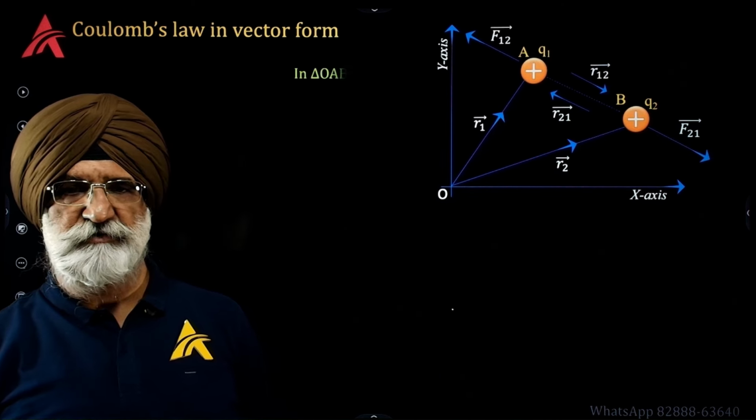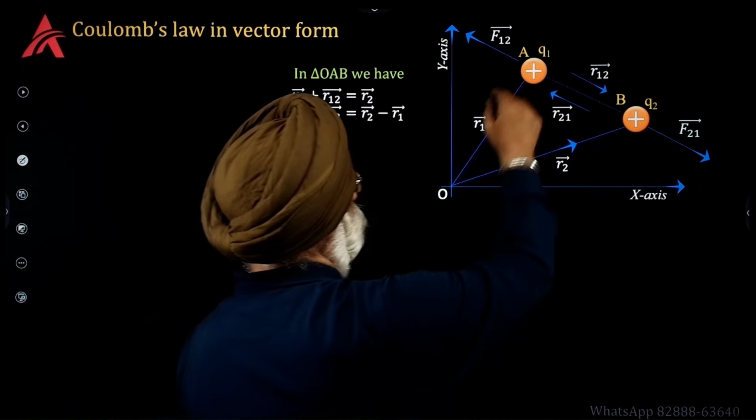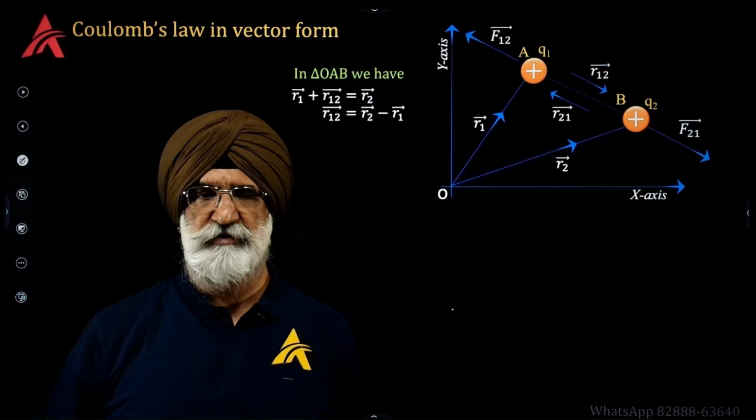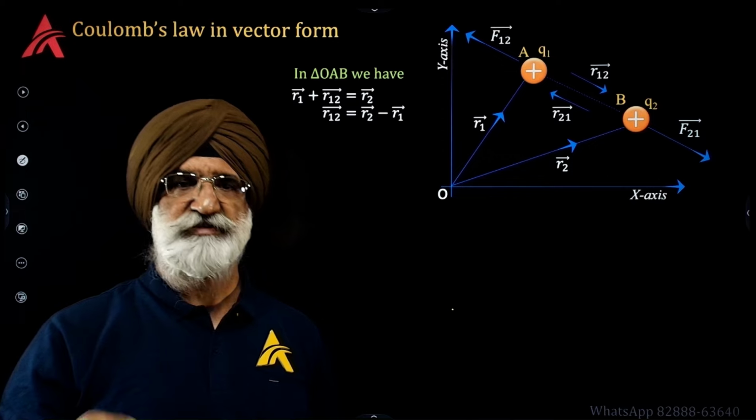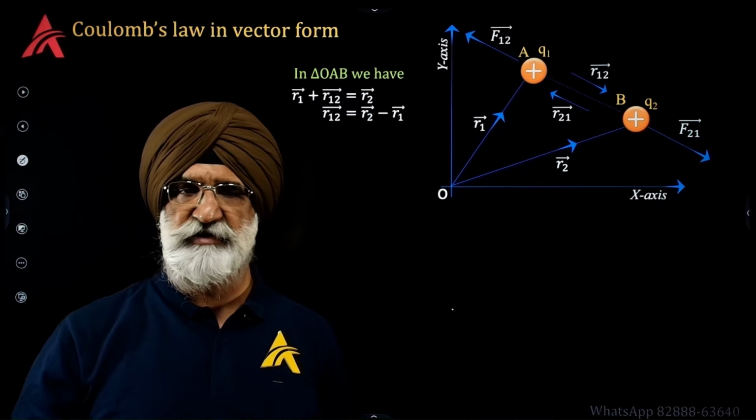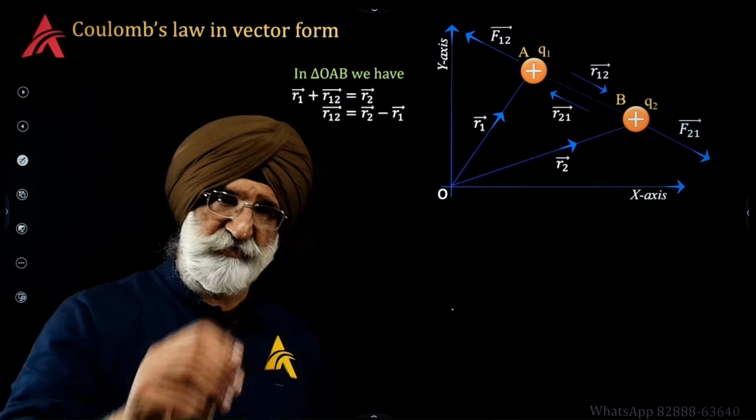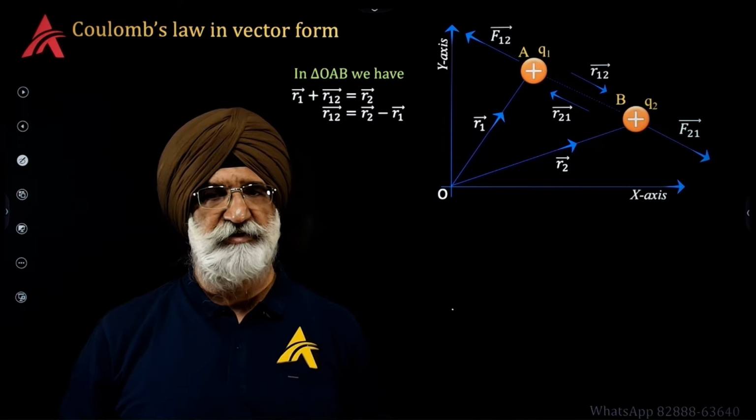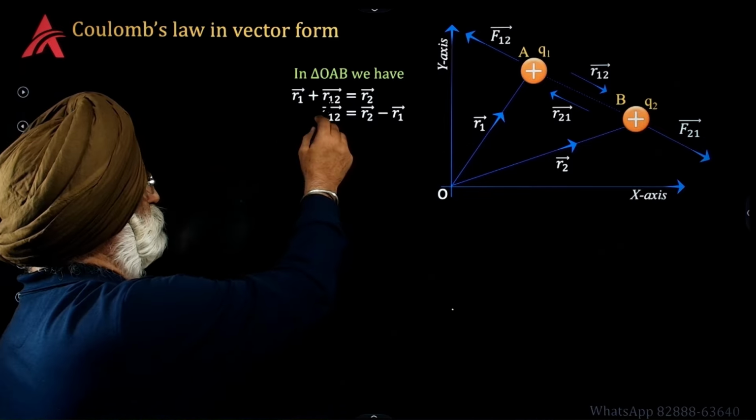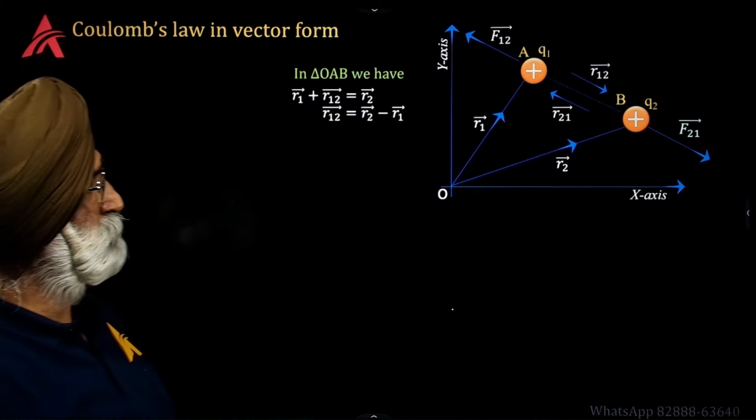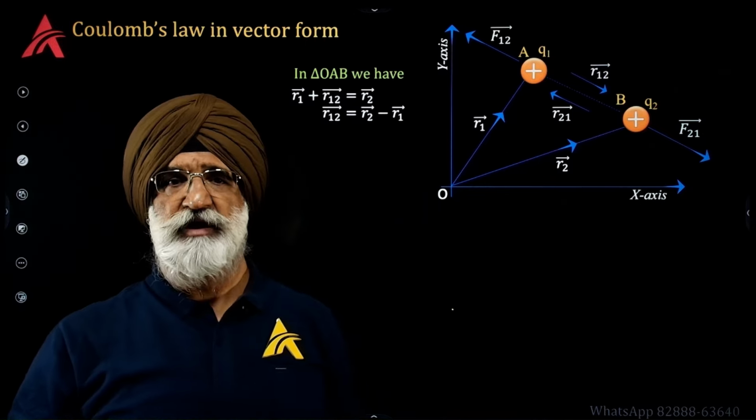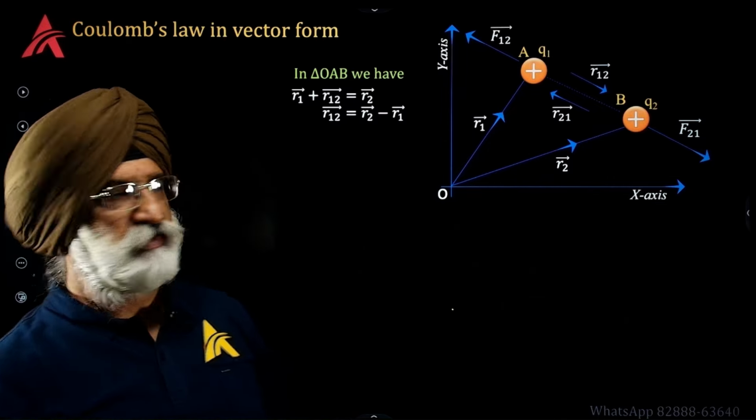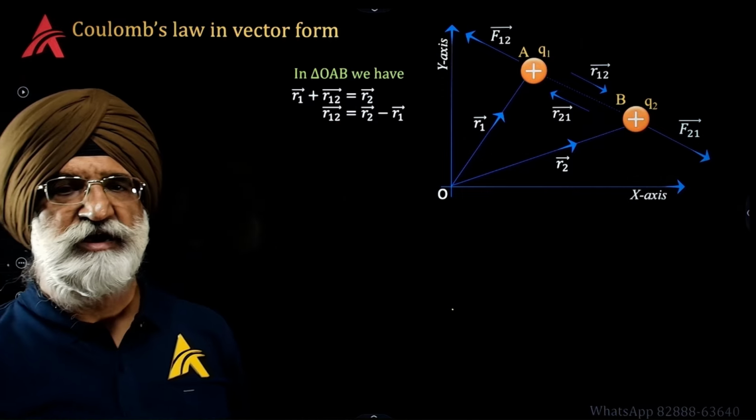Now in the same figure, we can take up a triangle OAB. We can use the triangle law of vector addition in this triangle, which states that when two vectors are represented by two sides of a triangle taken in the same order, then the completing side of the triangle taken in the opposite order will represent the resultant. Here R1 plus R12 is equal to R2. R1 and R12 are the vectors which are taken in the same order, and R2 is the resultant. R12 can be written as R2 minus R1.